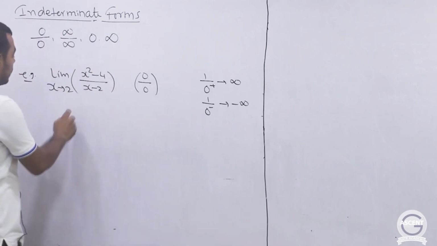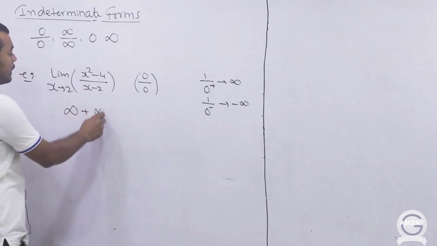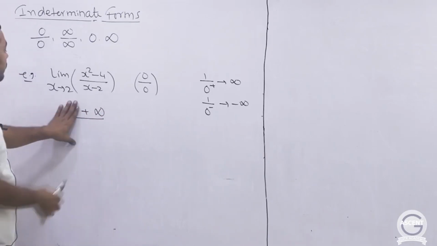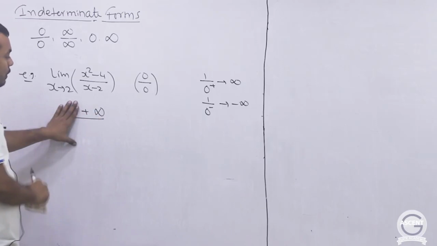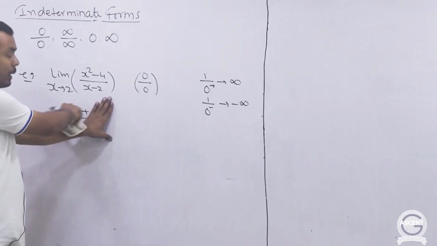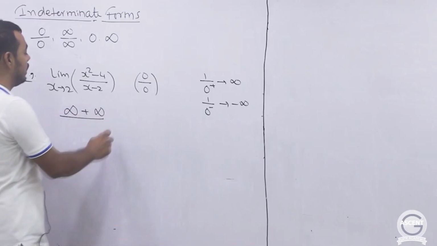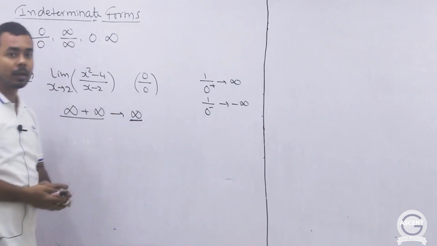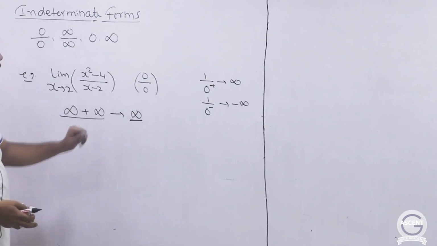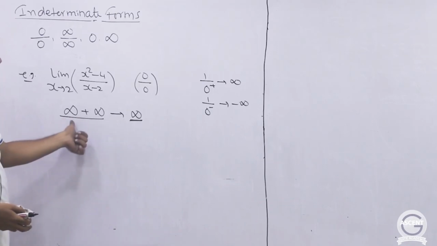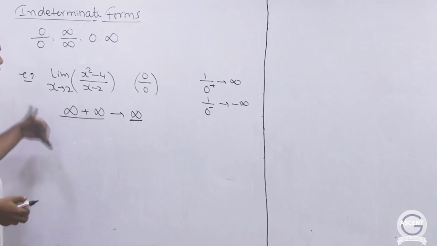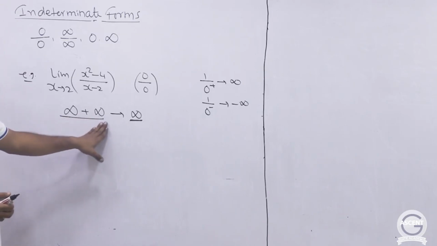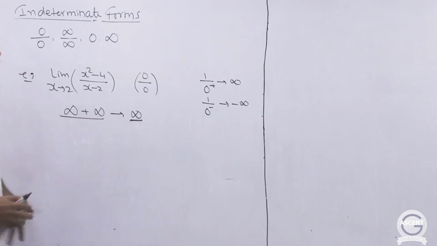Suppose I have infinity plus infinity, then this is not indeterminate. The reason is that infinity plus or minus any finite number should be infinity. So infinity plus infinity is infinity, okay. So this is not indeterminate. See, these are not exact numbers, these are concepts. Infinity means a very large number. So a very large number added to another very large number will give us a very large number, okay.